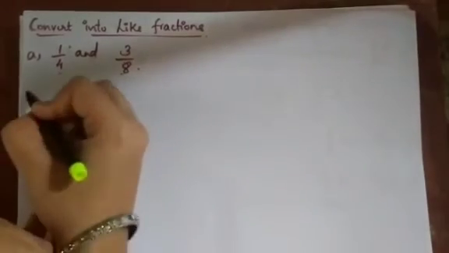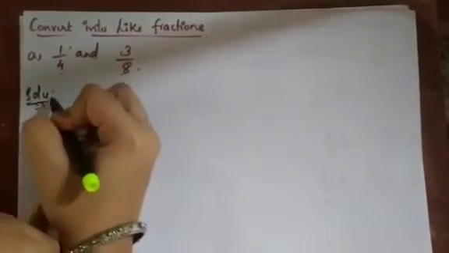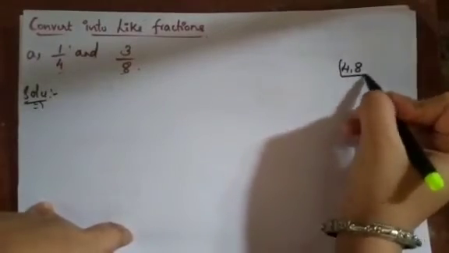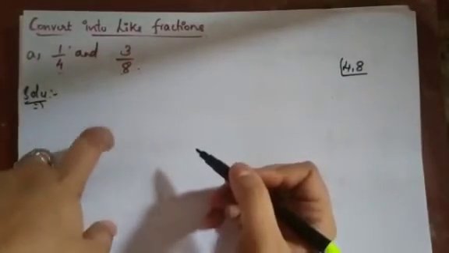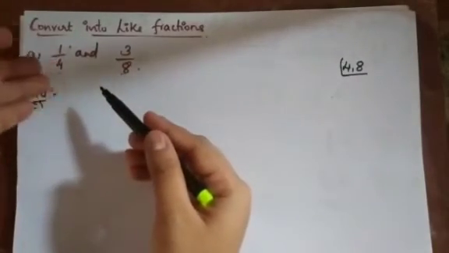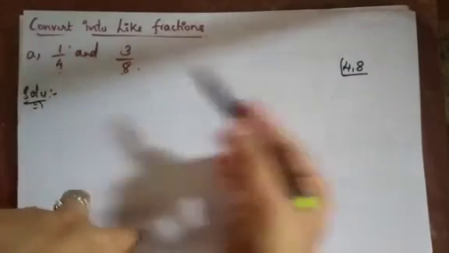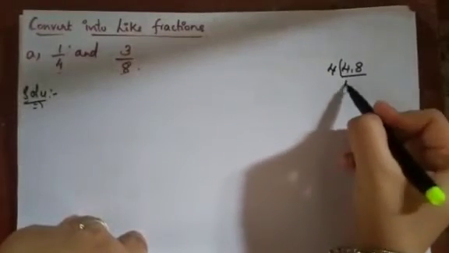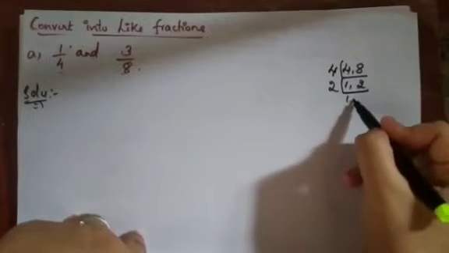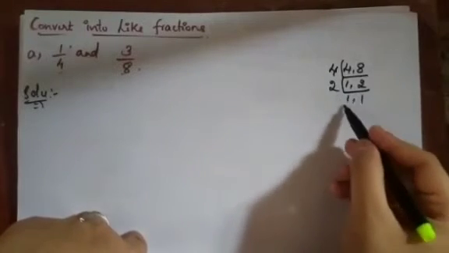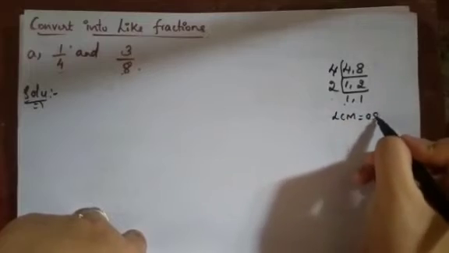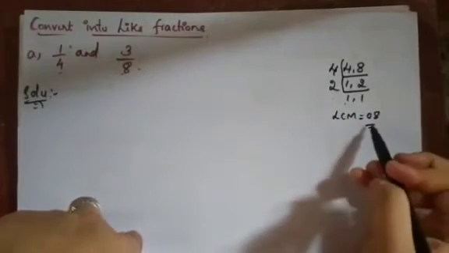Solution: first, I'll take the LCM of 4 and 8. I have to take the LCM of the denominators. Why? Because we want like fractions, which means the denominators should be the same. So 4 1s are 4, 4 2s are 8. LCM we will get as 8. So now we got the LCM as 8.